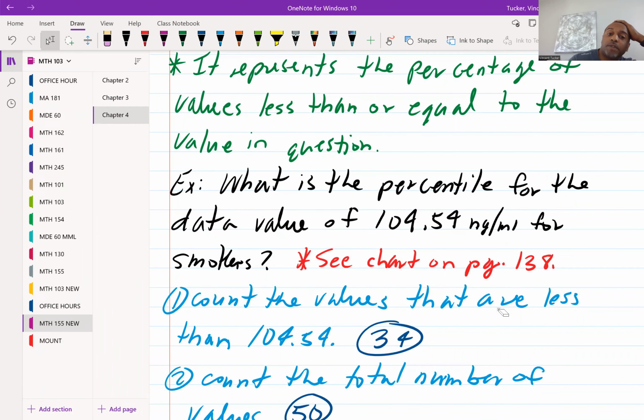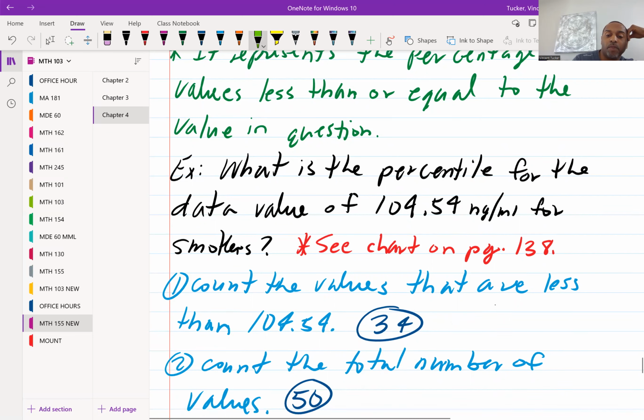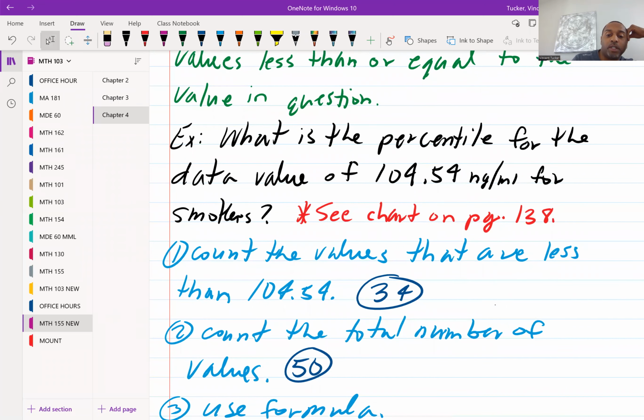What is the percentile for the data value of 104.54 nanograms per milliliters for smokers, and it's milliliters of blood. First you need to count the values that are less than 104.54. So when you go to the chart, count the values that are less than 104.54. There will be 34 values that are less than that number. Then count the total number of values, period. So there are 50 values altogether.